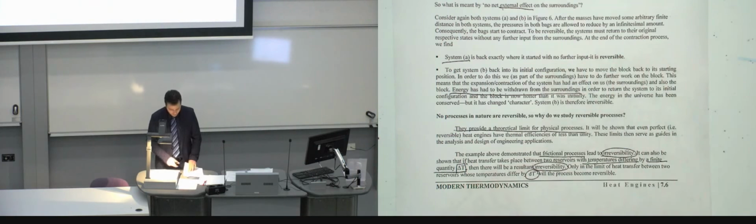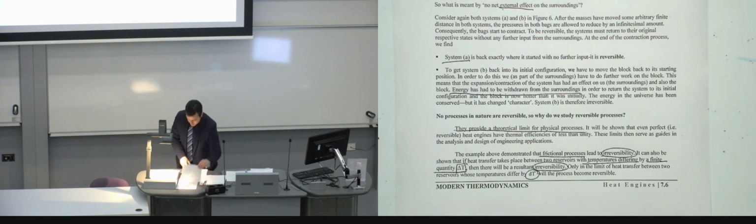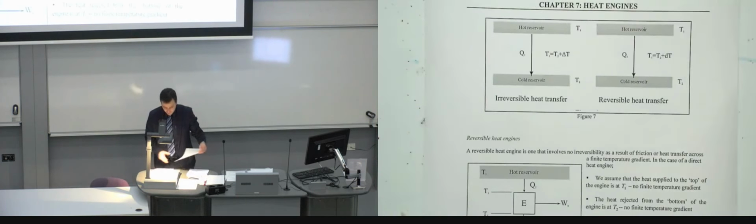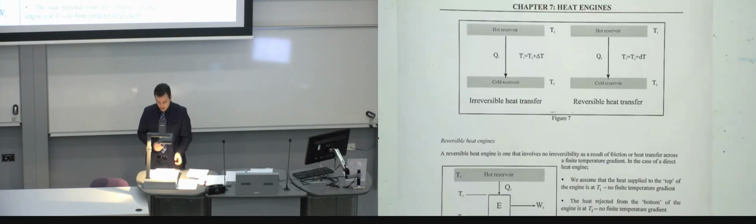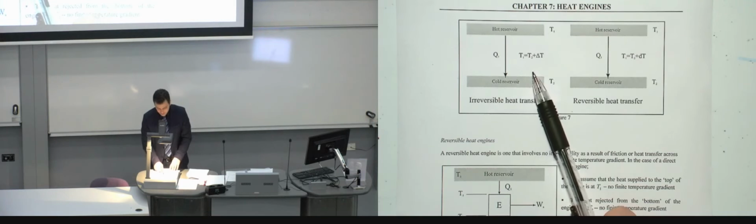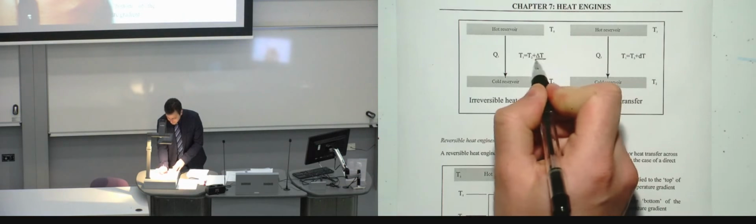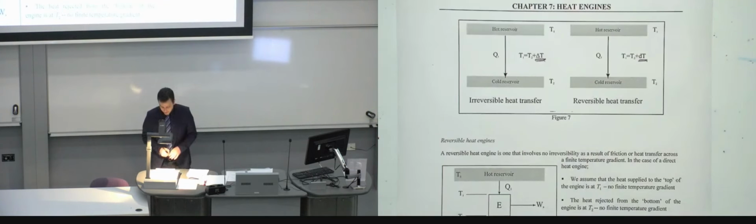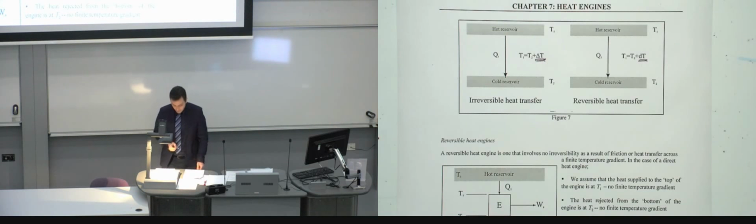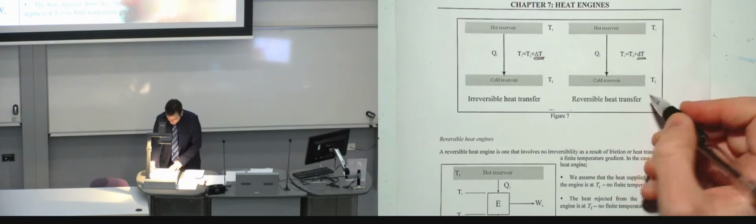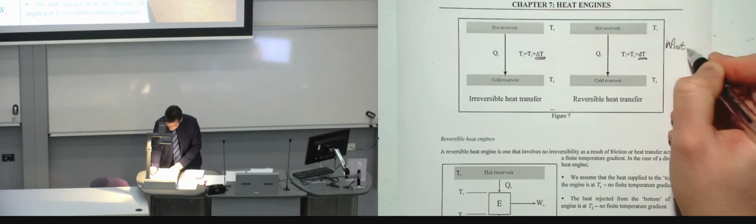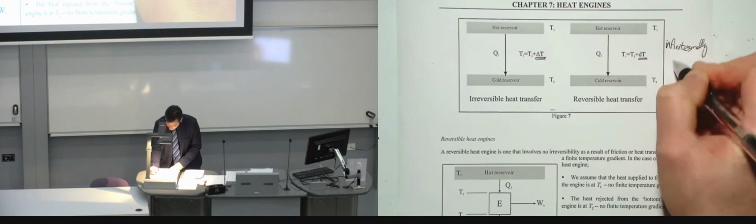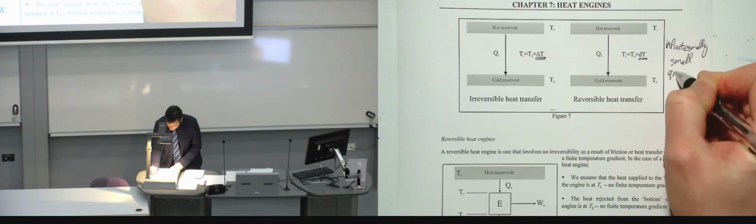I think that paragraph is very well demonstrated in this figure on the next page, where you can see that the temperature difference between the two reservoirs, hot and cold, in the first case is irreversible because of delta T, and in the second case it's actually reversible because you have dt, which represents an infinitesimally small quantity.